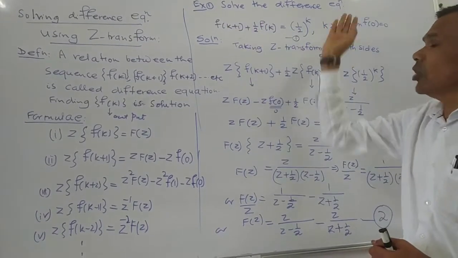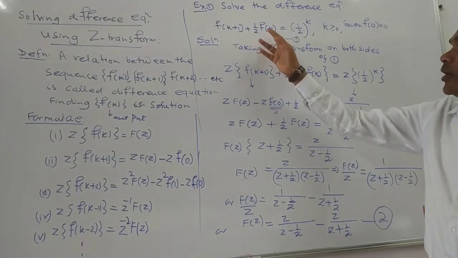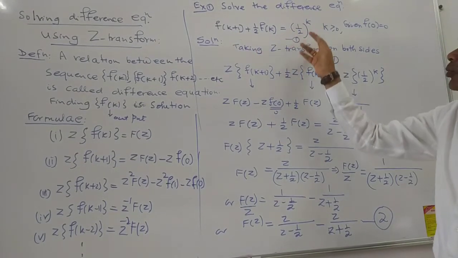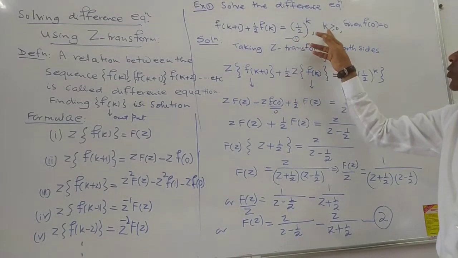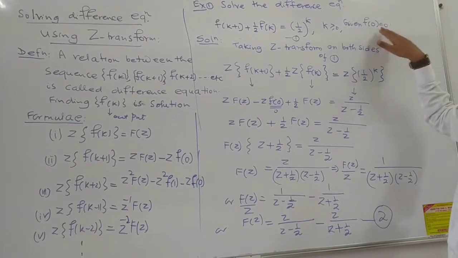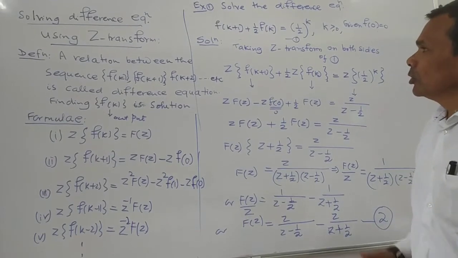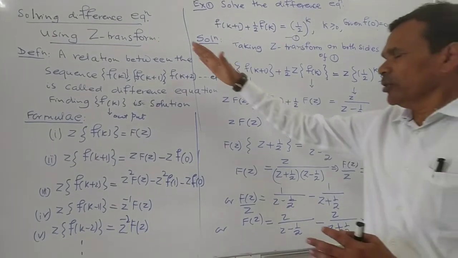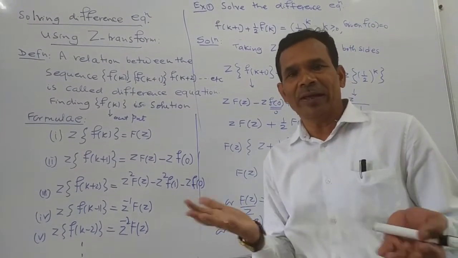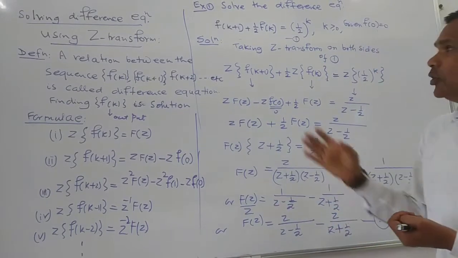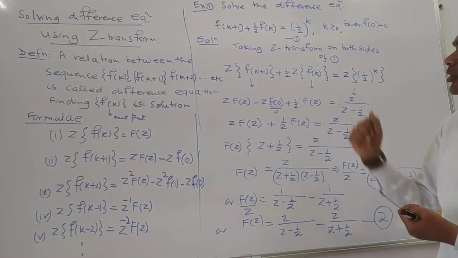Now first example, solve the difference equation. It is given as f of k plus 1 plus half f of k equals the input of the system, which is 1 by 2 bracket raised to k for k greater than or equal to 0, and the given initial condition is f of 0 is equal to 0. So what we do here, according to the method outline, we take Z transform. We are using Z transform as well as inverse Z transform over here. So we take Z transform on both sides of this equation.